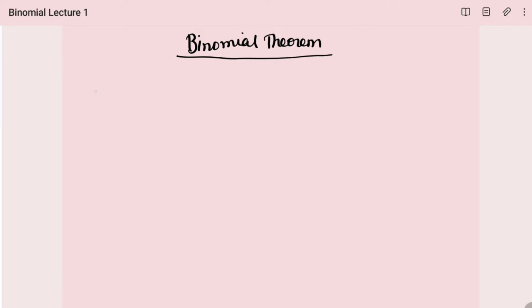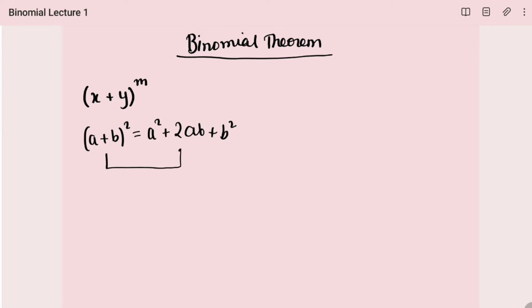So binomial theorem is basically the study of expansions of expressions like x plus y whole to the power m. We know from our childhood that a plus b whole square is equal to a squared plus 2ab plus b squared. Now this can be derived using the binomial theorem. Now a plus b whole square is a particularly simple case. You can derive it by using basic algebra, geometry and so on.